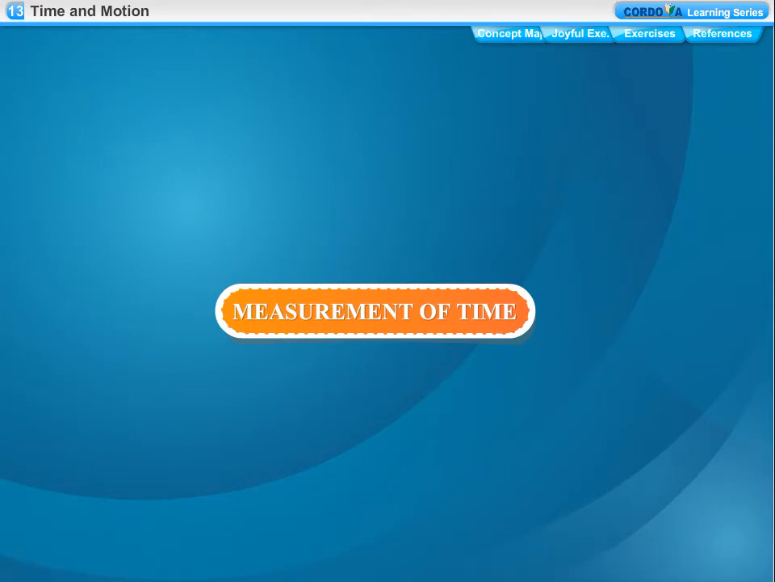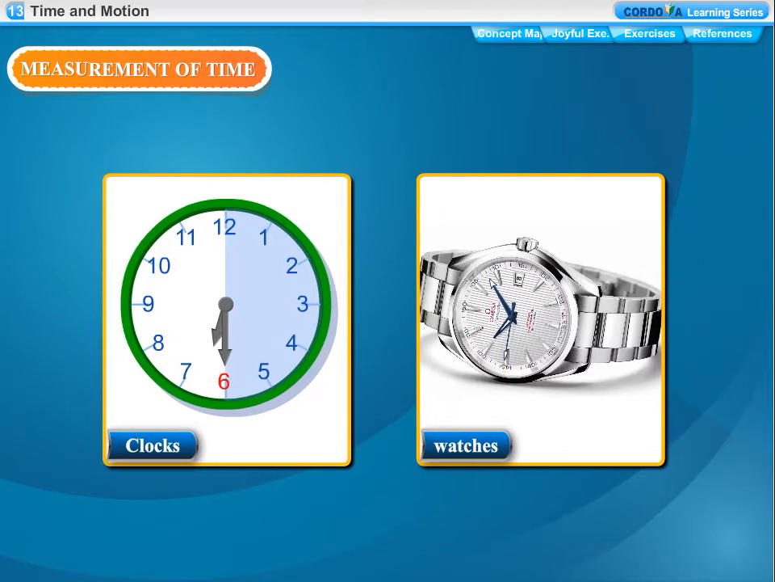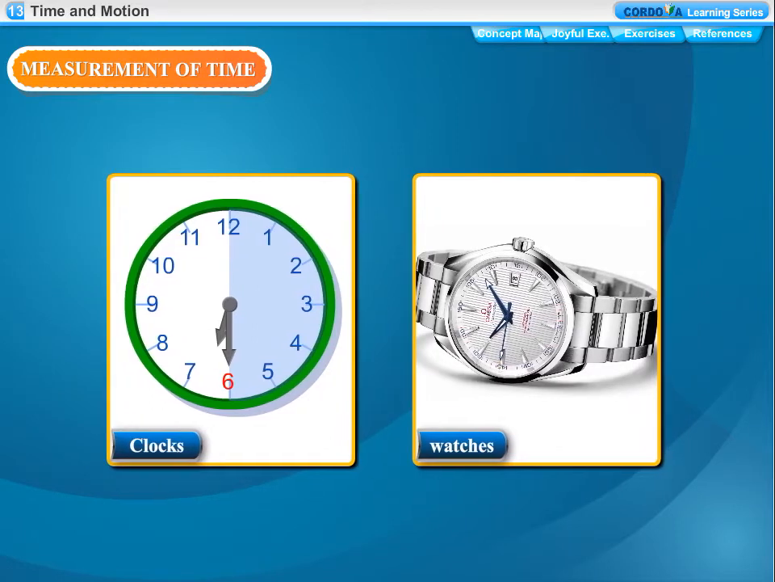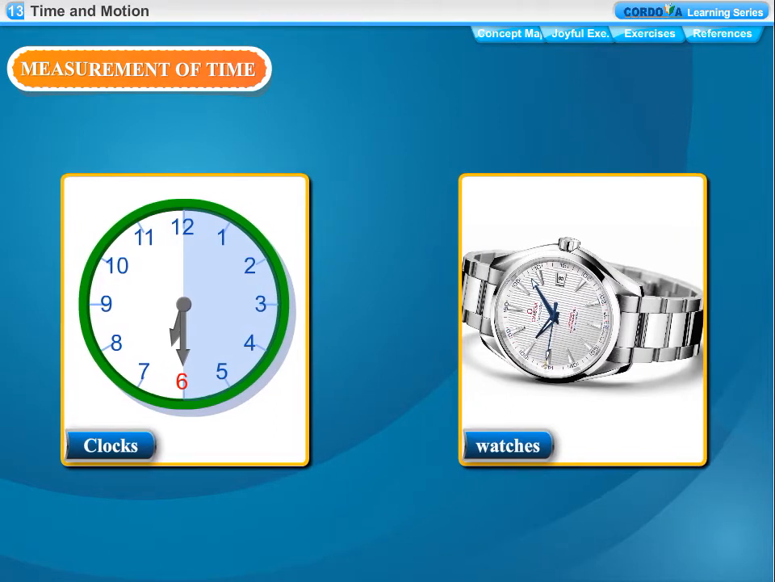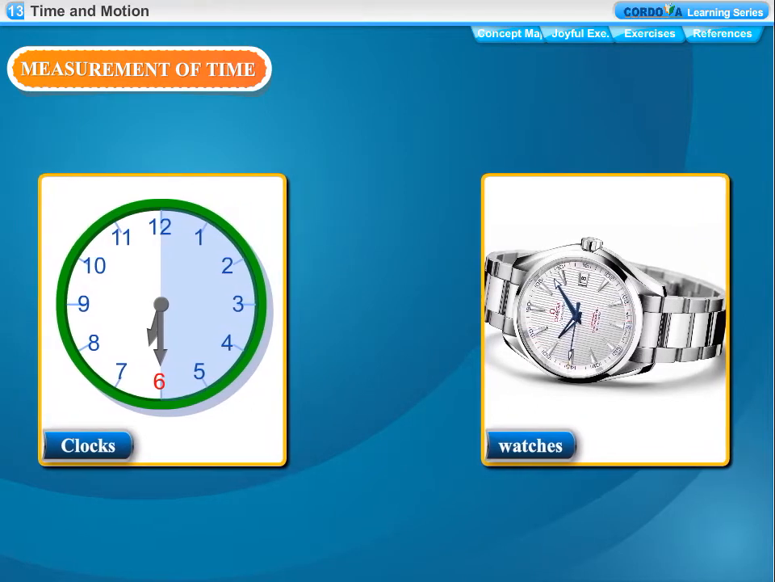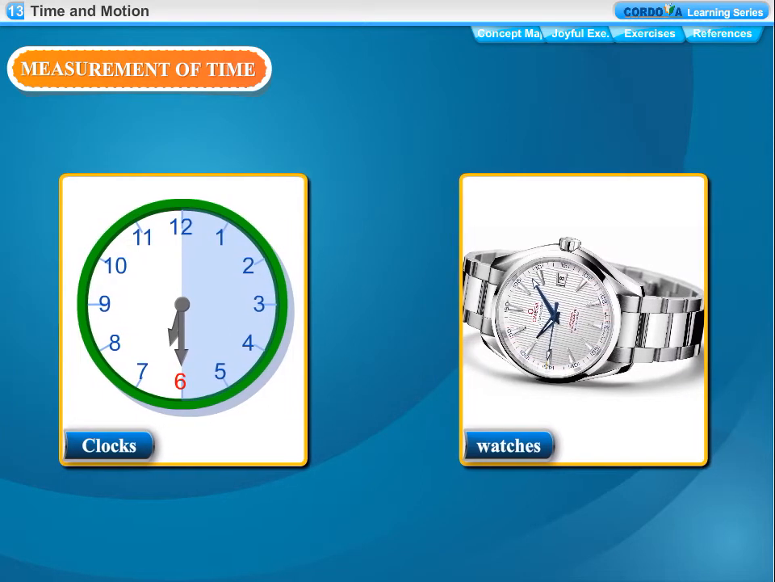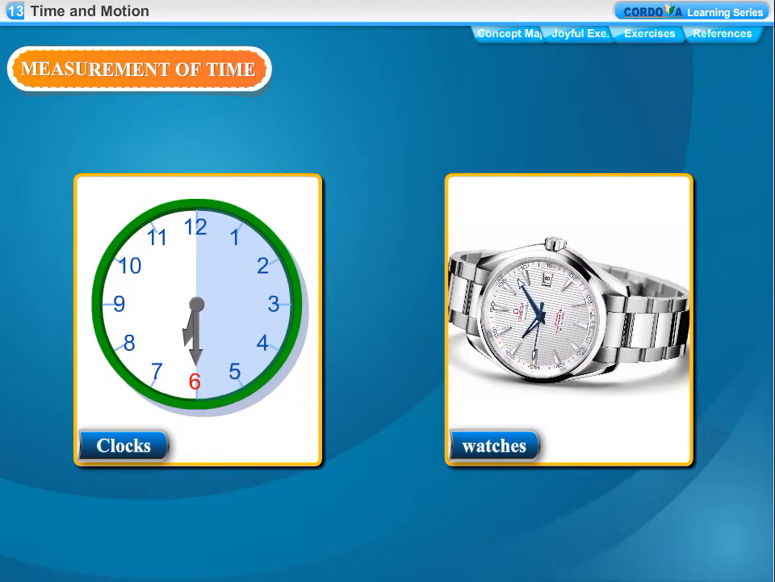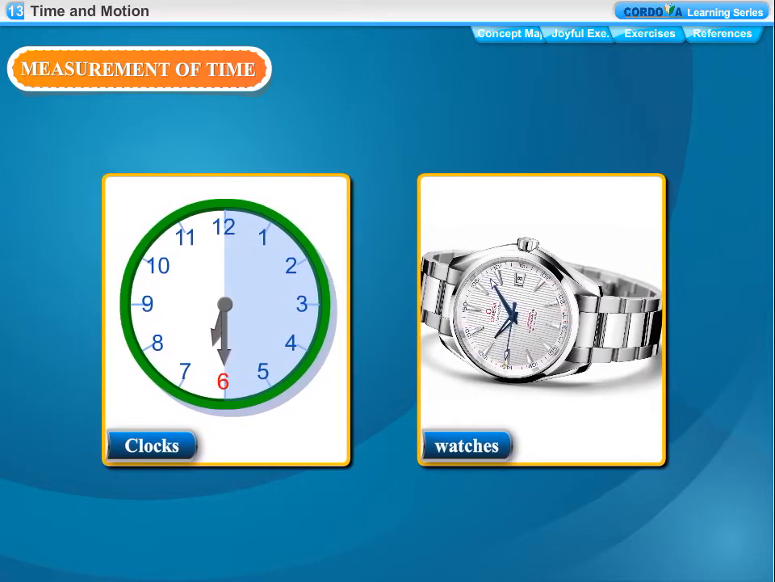Measurement of time. Clocks and watches are the most common time-measuring devices used by us. The working of clocks and watches is rather complex, but all of them use the principle of periodic motion for measuring time. A motion which repeats itself at regular intervals of time is called periodic motion.